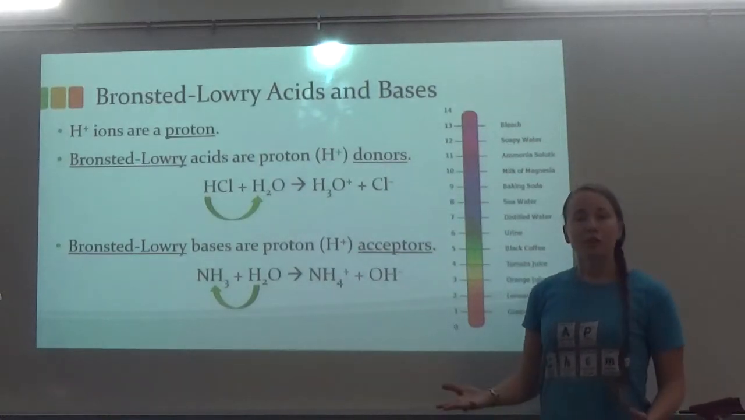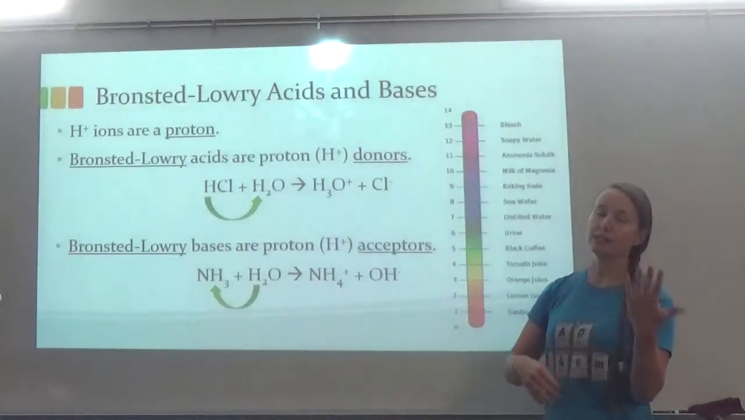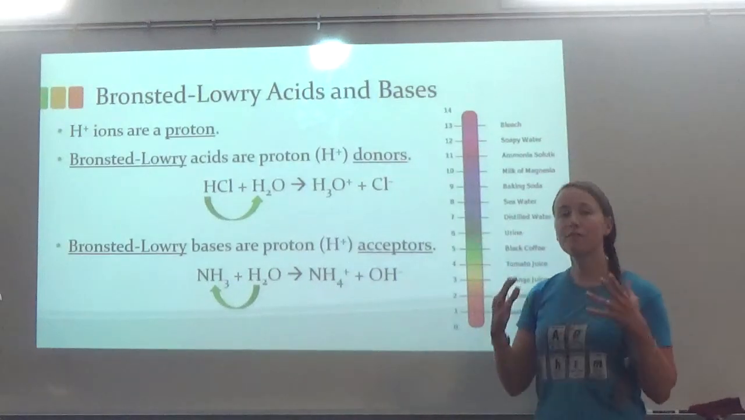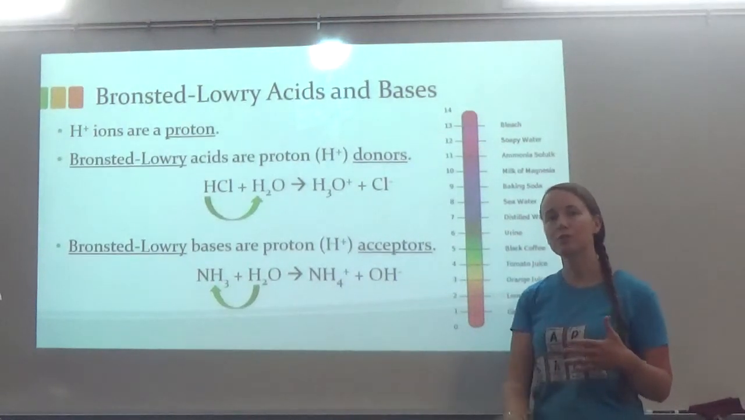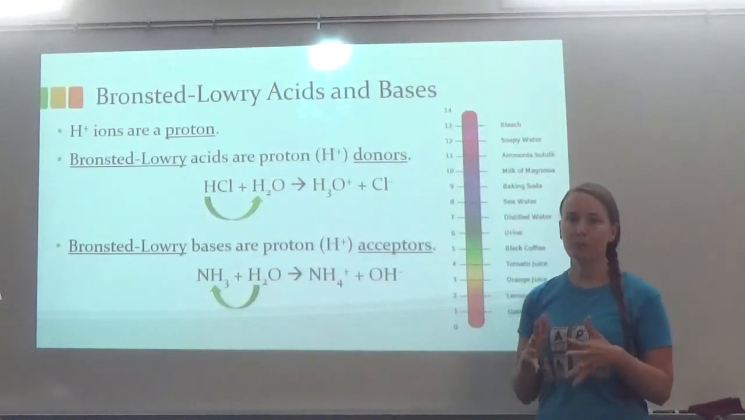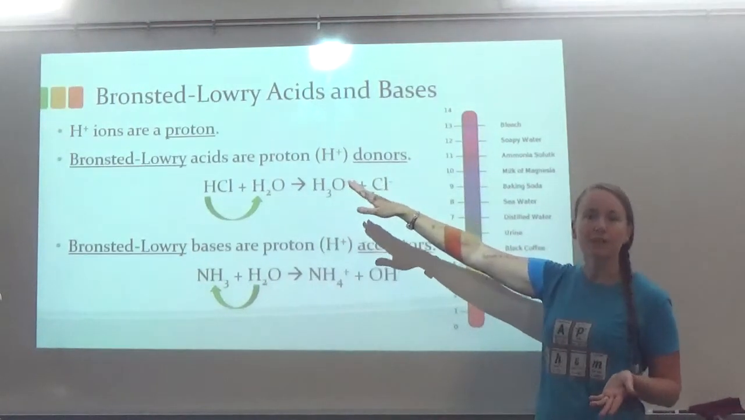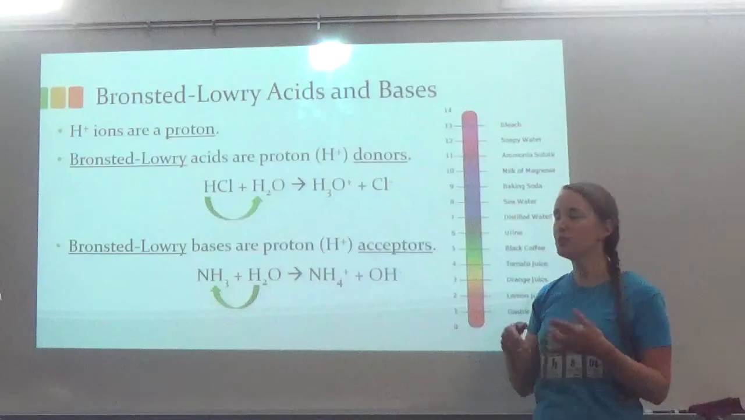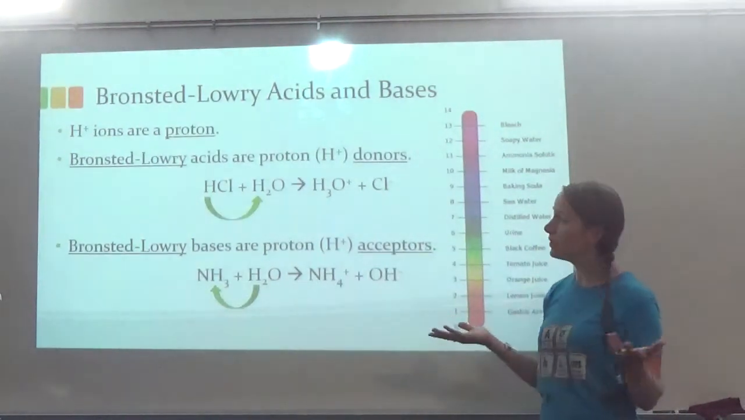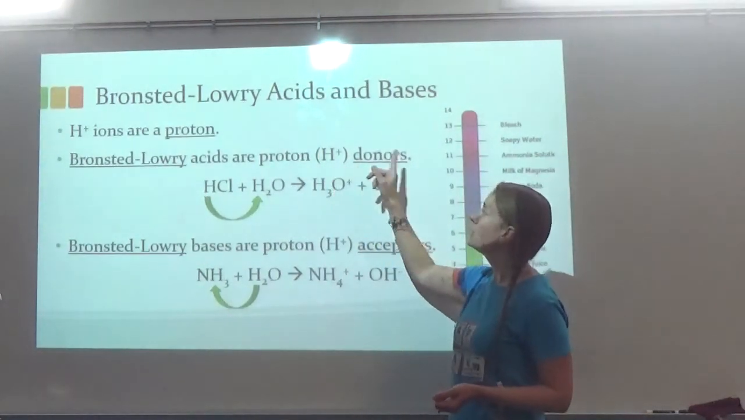So now let's move on to a different definition. Arrhenius acids produce hydrogen ions, Arrhenius bases produce hydroxide ions. Bronsted-Lowry acids and bases, instead of focusing on which particle they produce when they're introduced to water, focus on what happens to the H plus ion. H plus ions are also a proton, because remember, hydrogen only has one electron, so if it's H positive, it's lost that electron. Most of them have no neutrons, so it's just one proton. So Bronsted-Lowry acids are proton or H plus donors.